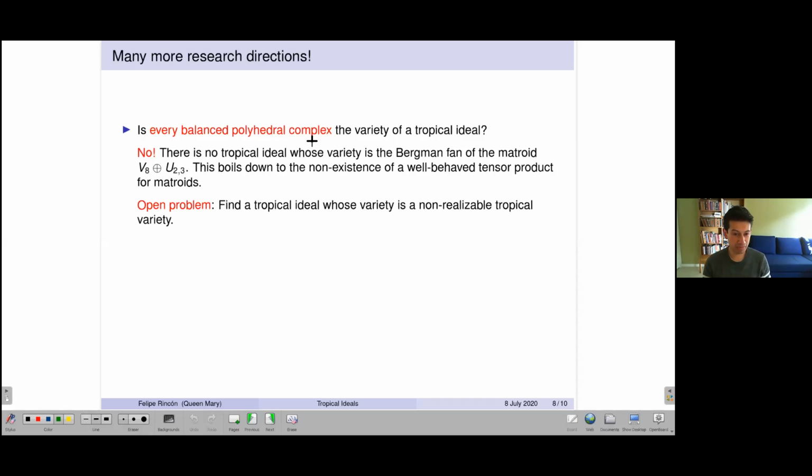But there's still an open problem that I'm very curious about, and that is, maybe are there any whose variety is a non-realizable tropical variety? So far, we know there are several non-realizable tropical ideals, like the one I gave you at the beginning of this talk, but their varieties are still realizable. For example, the variety of the one I showed you at the beginning is still the realizable tropical line. We still don't know of a tropical ideal whose variety is some non-realizable tropical variety, some non-realizable polyhedral complex. So I wonder if that's possible or not.